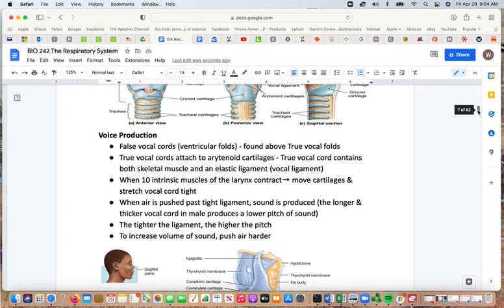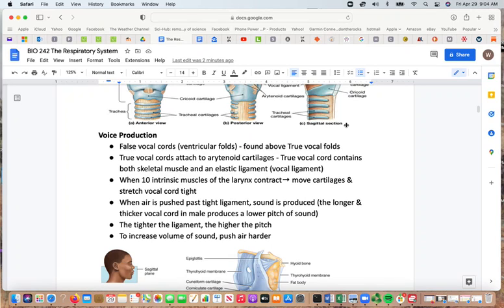So your false vocal cords or ventricular folds are going to be found above the true vocal cords. Those true vocal cords attach to the arytenoid cartilages, and they're going to have skeletal muscle as well as an elastic ligament, your vocal ligament. There are the 10 intrinsic muscles of the larynx that will contract, and those move the cartilages and stretch the vocal cords tight. So when air gets pushed past that tight ligament, sound is produced.